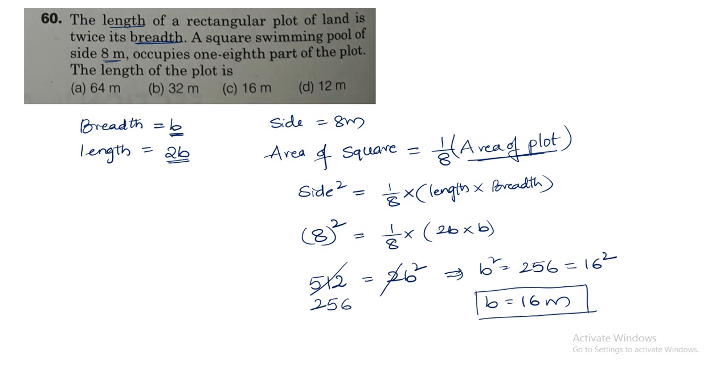But what do I need? He asked about the length of the plot. So breadth b is equal to 16 meters, I have found it. Next I need the length of the plot. So length of the plot means 2 into 16, so 2 16s are 32 meters. So likewise we can find out the length of this particular plot. So the answer is 32 meters, right?